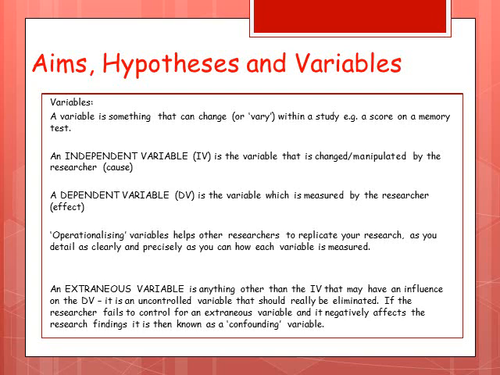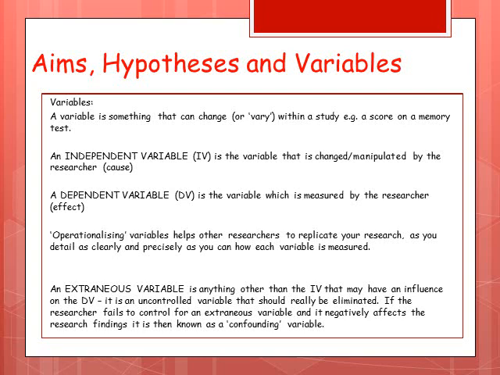We need to make sure that we operationalise our variables. So we need to be very specific about how we are measuring each variable. If I go back to my hypothesis where I said caffeine will affect memory, I haven't operationalised my independent variable, which is caffeine, and my dependent variable, which is memory. I need to say how I'm going to measure or manipulate them. So it could be that caffeine administered in a 100 milligram dose. So I've been very specific about how I am manipulating the caffeine levels.